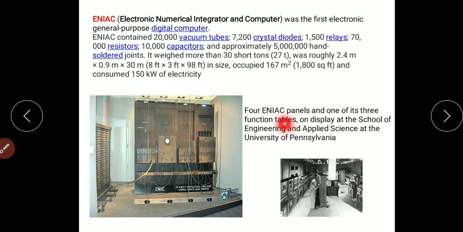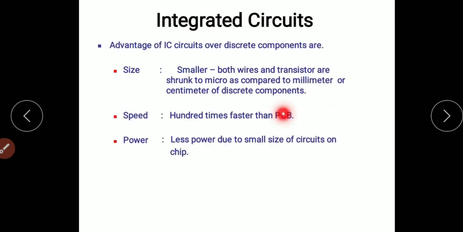Hence the size of this ENIAC has come down to our desktop, which consists of a CPU, a monitor and other peripherals which can easily be placed on any desk. So that is nothing but technology having developed. So these are the advantages of an IC.